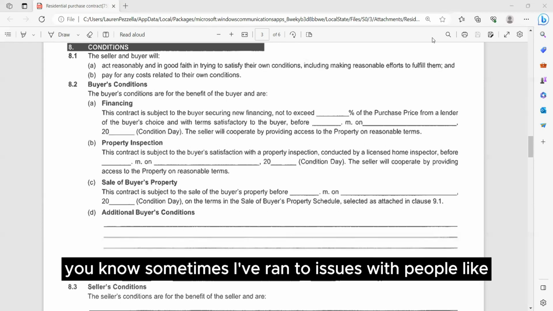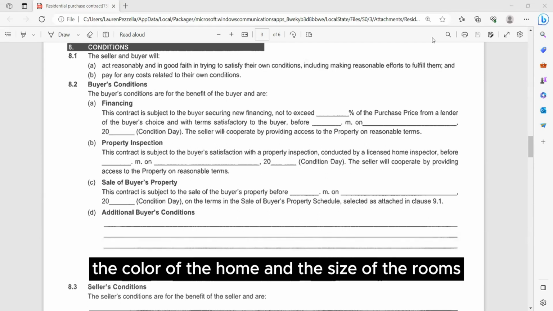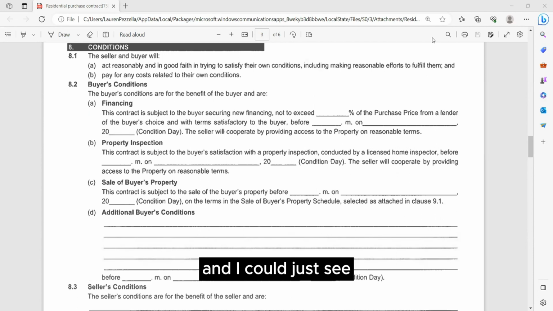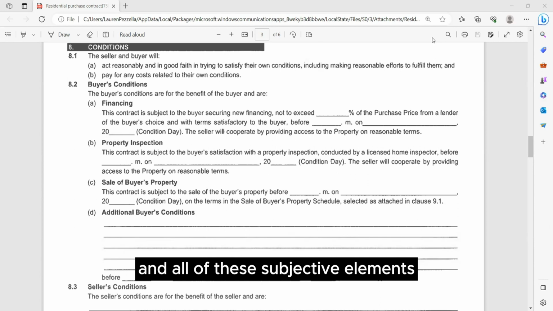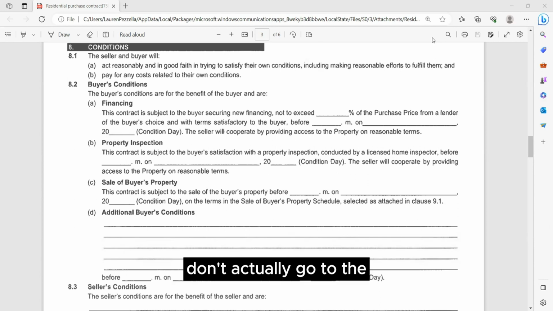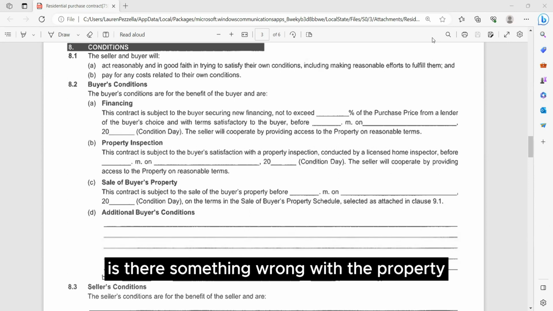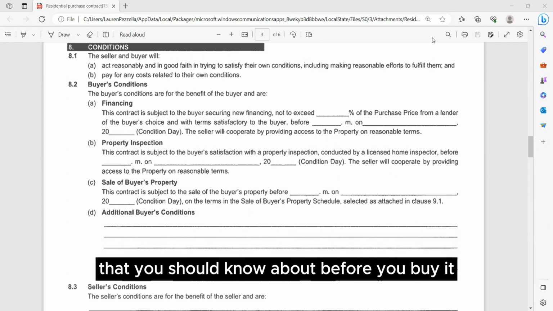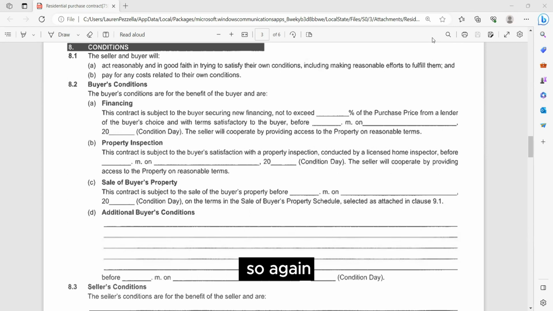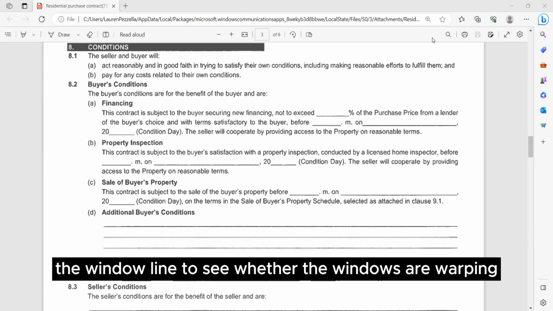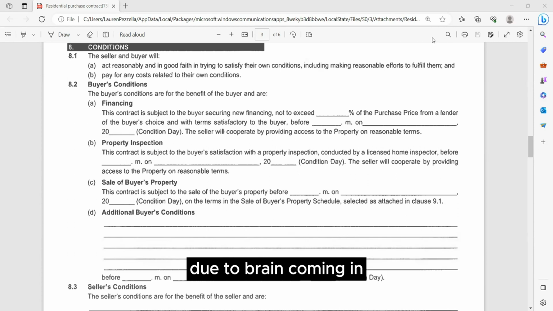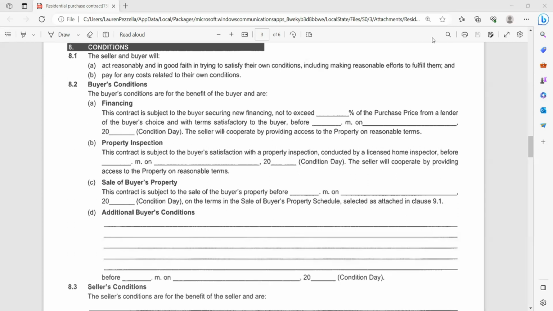Sometimes I've run into issues where people say, well, just the color of the home and the size of the rooms, and I could just see this is where I would live. All of these subjective elements don't actually go to the objective question of, is there something wrong with the property that you should know about before you buy it? So the inspector will look in the attic, look in the basement, look along the window lines, see whether the windows are warping due to rain coming in.